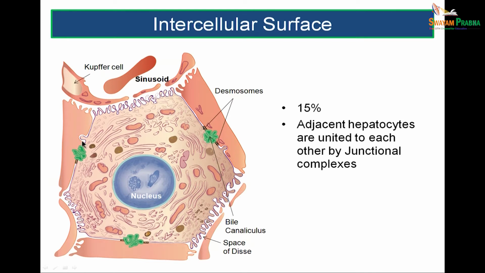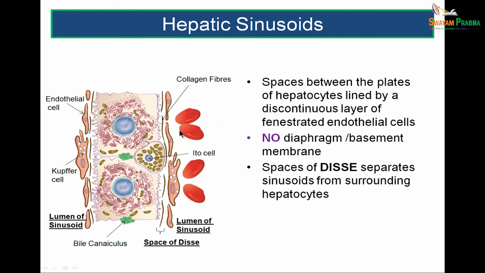Then we have the intercellular surface. This intercellular surface is between two adjacent hepatocytes, makes up 15% of the surface area, and the cells are united together by junctional complexes.